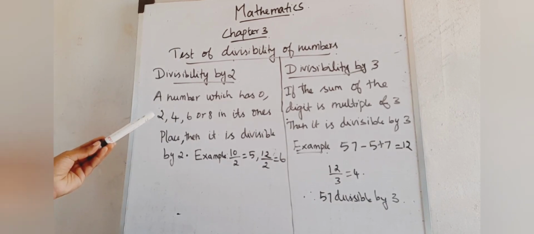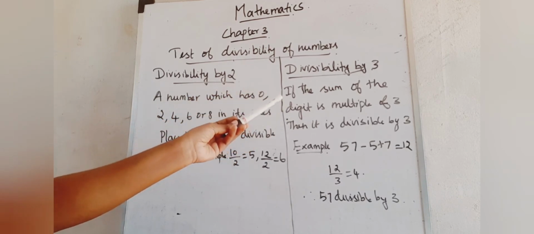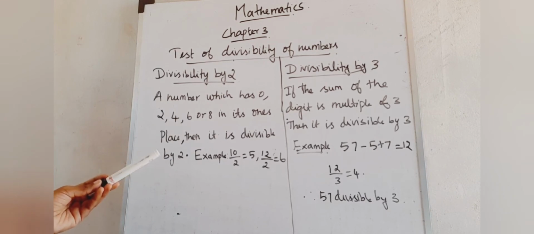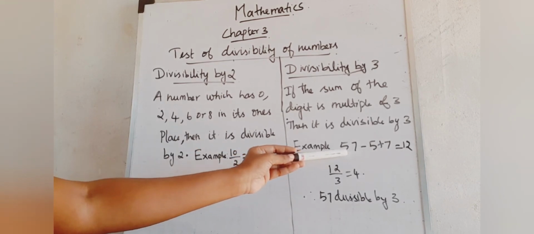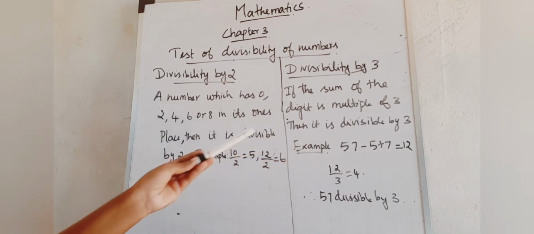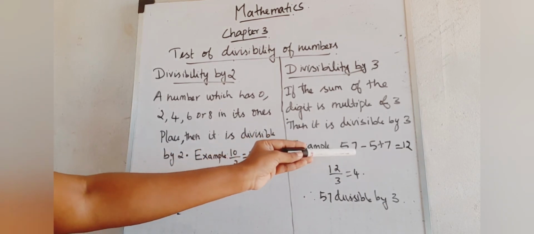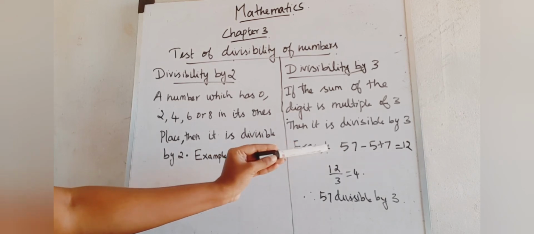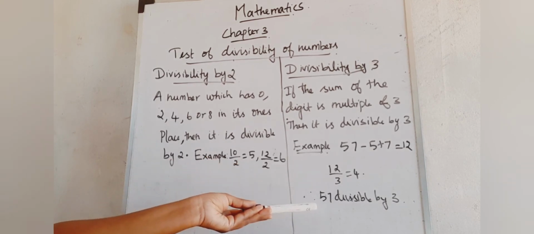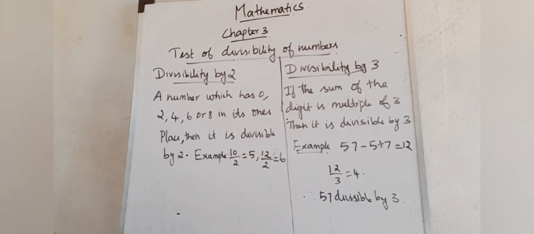Next one is divisibility by 3. If the sum of the digits is a multiple of 3, then the number is divisible by 3. A number is given, 57. 5 is one digit and 7 is another digit. So we add 5 plus 7 and get 12. We check whether 12 is a multiple of 3. Yes, 4 3s are 12. So finally we can say 57 is divisible by 3. That is how we can check whether a given number is divisible by 3 or not.